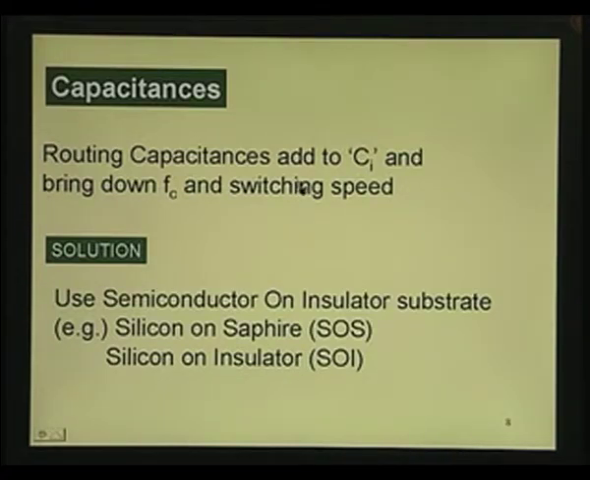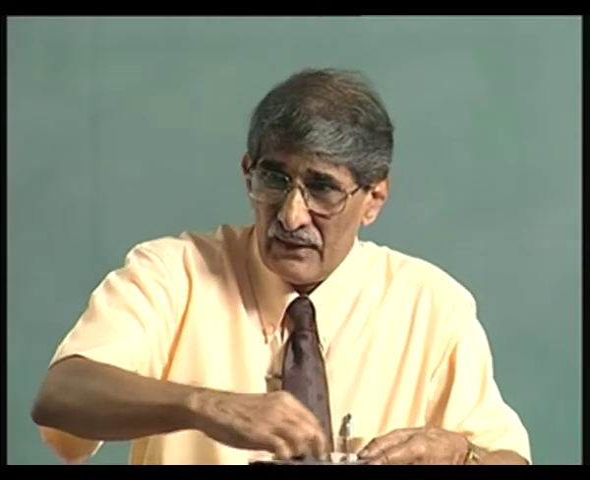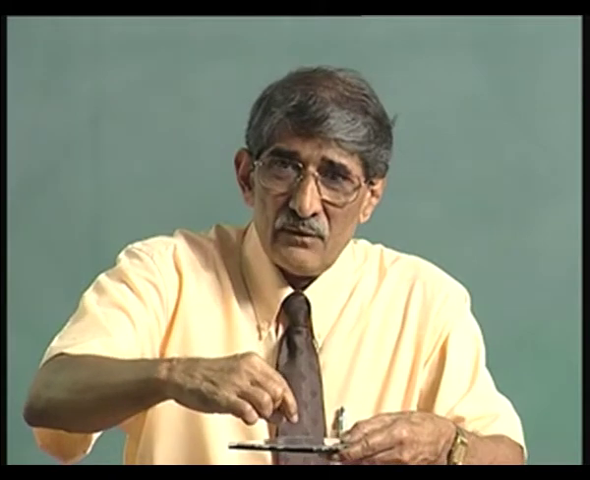What I have written here is that the routing capacitance will add to the input capacitances and will bring down the frequency and also hurt the switching speed. That is what I have written here. Now, the solution for that is to reduce those stray capacitances. For example, when you have a silicon wafer on which you have a wire running, okay, then there is a capacitance of this wire with respect to the substrate.